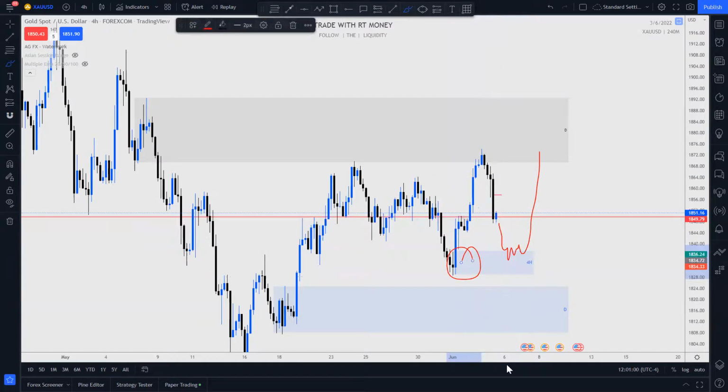This one is much more legitimate because it took out liquidity to create it, and then it took out liquidity on the way up and broke structure. This one is definitely an area I would be looking for bullish price action. I'm not going to just jump into any trade. I look for confirmation first. So those are my scenarios.